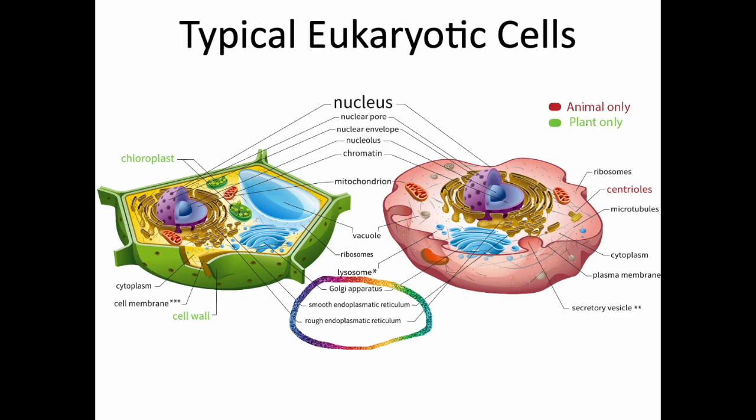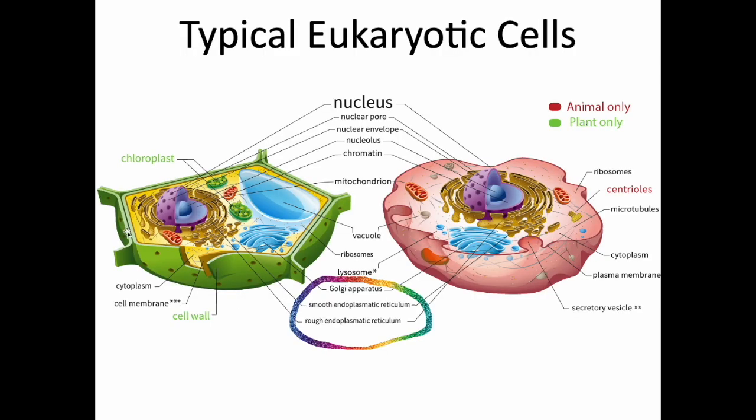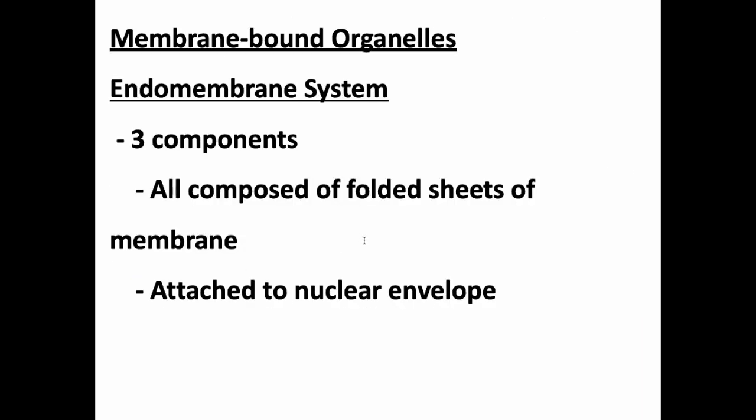So all 3 of the components, again, endomembrane system, 3 components, are all composed of folded sheets of membrane. That's what these sort of blobs are. We're looking at a cross section. We've cut this thing in half to view it, but these folds, these structures, these blobs, are made of membrane, lipid bilayer membrane. They're all made of that stuff. And as we've noted, they're attached to the nucleus, attached to the nuclear envelope.